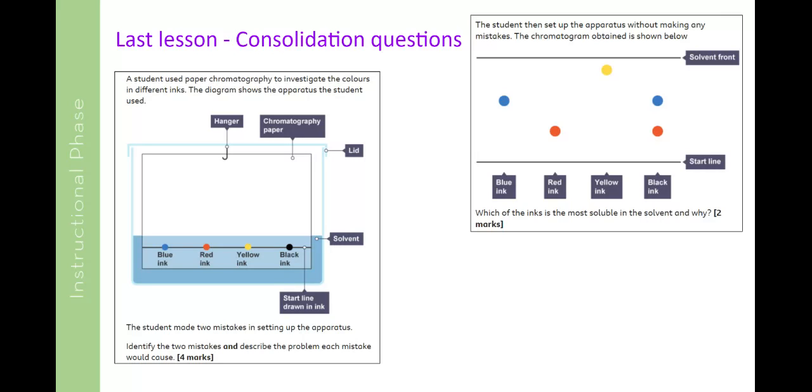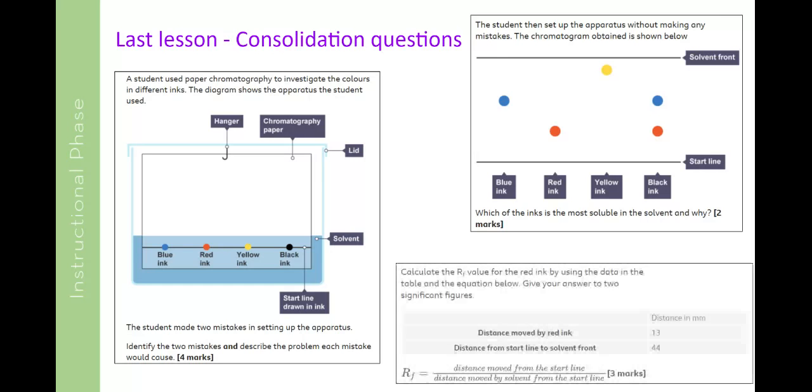Well, the most soluble one is the one that's travelled the furthest up the paper. So you can see that for 2 marks, you need to say the yellow is the most soluble. That would get you 1 mark, and your second mark comes from saying because it's travelled the furthest.